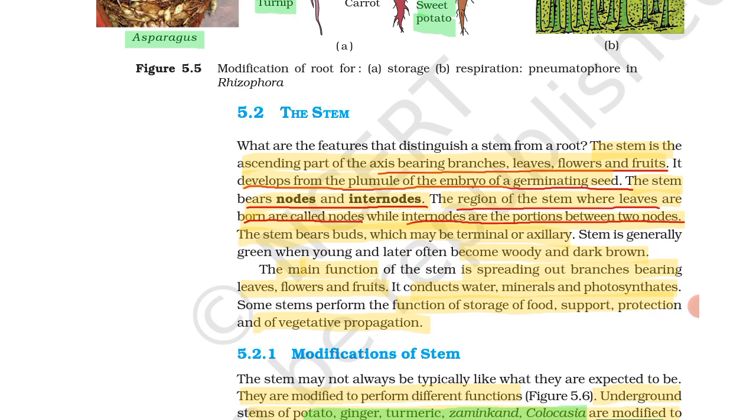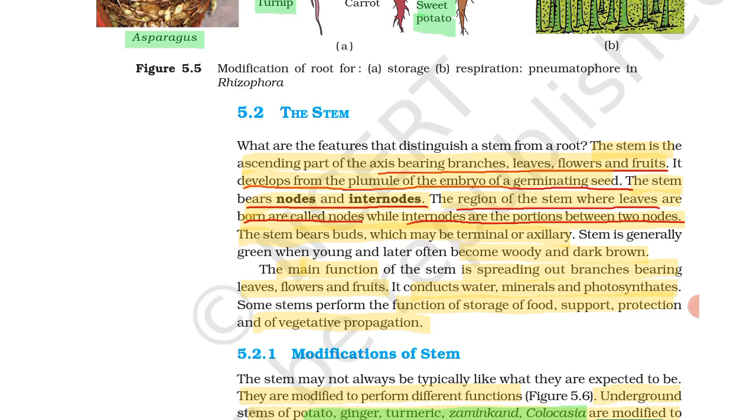The stem bears buds which may be terminal or axillary. So the stem bears buds which may be terminal or axillary. Stem is generally green when young and later often becomes woody and dark brown. Means when stem is young it looks green, and later it becomes woody and dark brown.